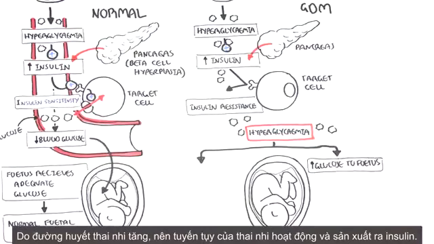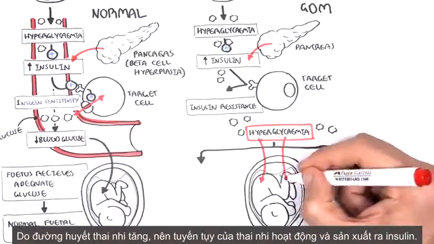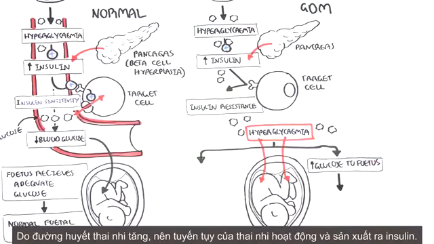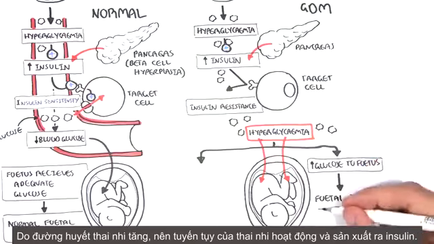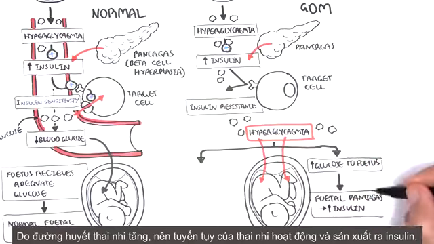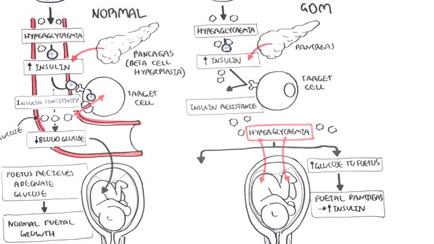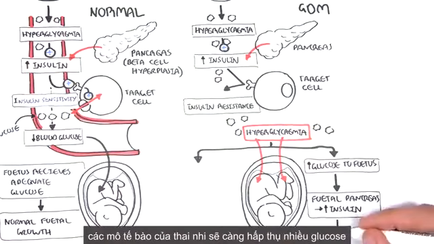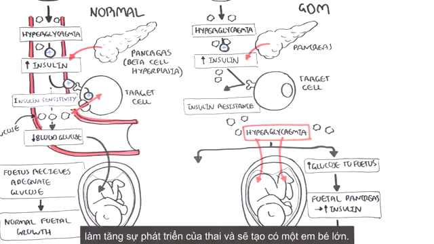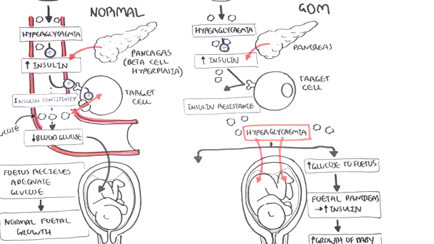Because of hyperglycemia in fetal circulation, the fetal pancreas will work by producing its own insulin. With more fetal insulin, the fetal tissue will take up more of the glucose that is available, and so there will be more growth of the fetus. The growth of the fetus increases and you get a big baby.